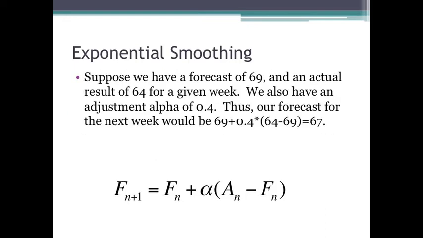For instance, suppose we have a forecast of 69 and an actual result of 64 for that week. So we were off by 5. Well, if we use an adjustment alpha of 0.4, then our forecast for the next week will be 69, the forecast that we just used, plus 0.4 times 64 minus 69, which equals 67. So we would have a forecast for this coming week of 67.